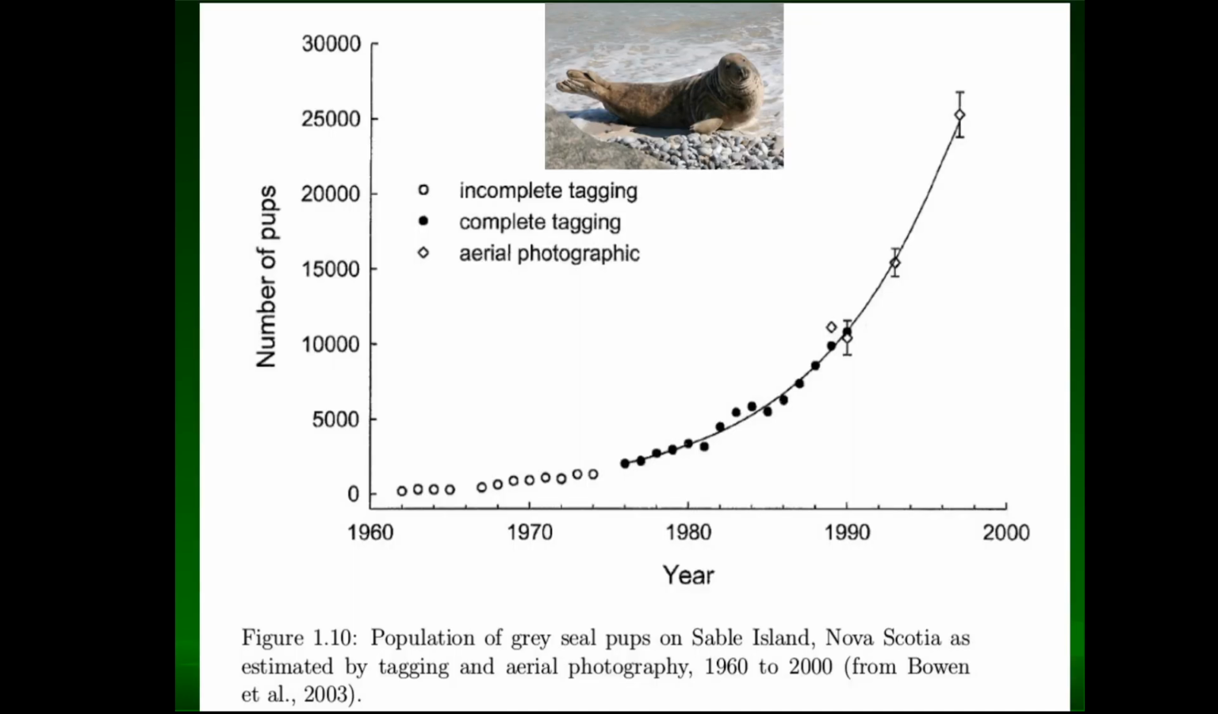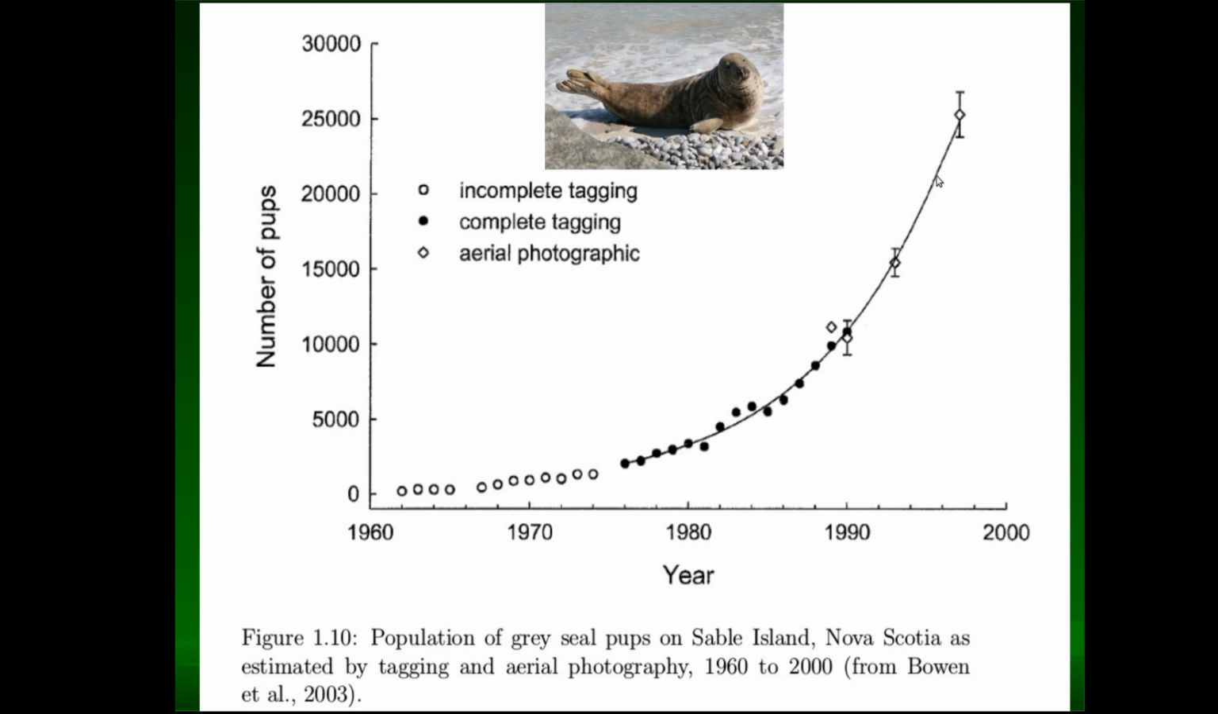So one classic example of exponential or geometric growth is the famous gray seal population on Sable Island in Nova Scotia. This is an island known for its population of wild horses. The seals were hunted to near extinction on this island by 1960, when hunting was prohibited. Since then, their population has increased exponentially. And now Sable Island is the largest breeding colony of gray seals in the world.